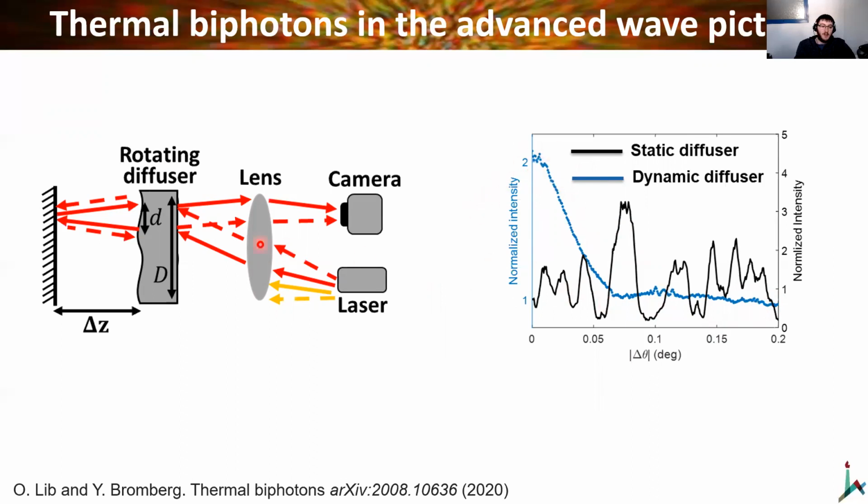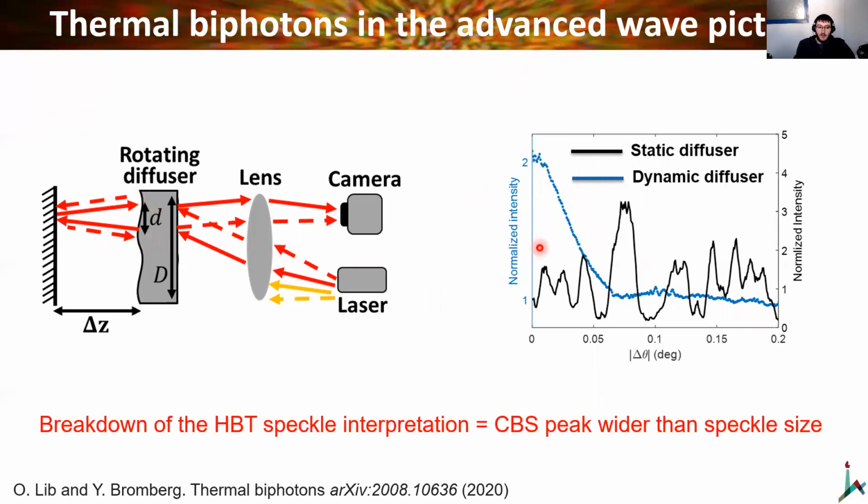The reason for this peak is that in the backscattering direction, there is constructive interference of reciprocal paths that cause this coherent effect to appear. So we actually establish a connection between the HBT effect in the quantum experiment and the coherent backscattering phenomenon in the advanced wave picture. And the breakdown of the classical speckle interpretation of the HBT effect is equivalent to the fact that the size of the CBS peak can be different from the size of a speckle grain.